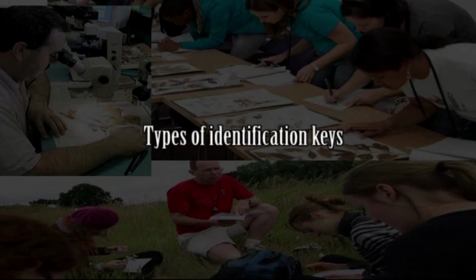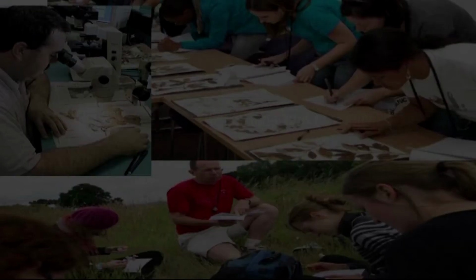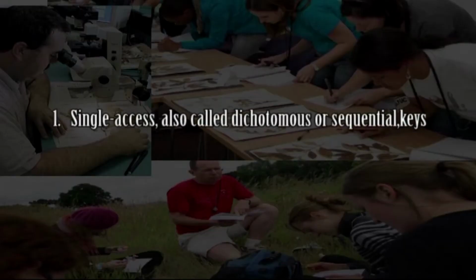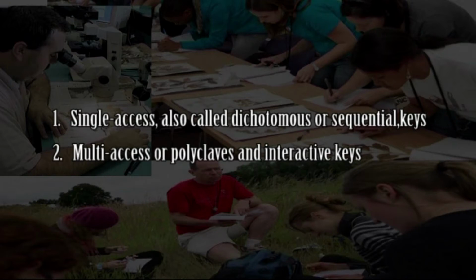Various types of keys and key formats are used in plant identification. Generally, we group them into two broad types as: number 1 is single access keys, also called dichotomous or sequential keys, and number 2 multi access keys, also called polyclaves and interactive keys.